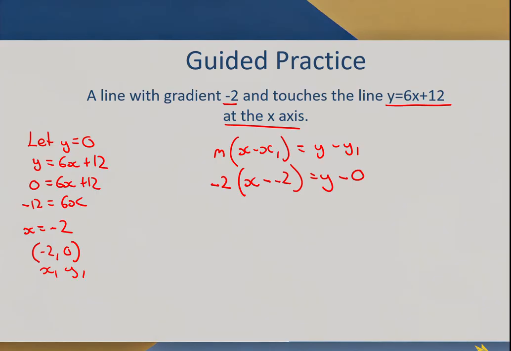I can simplify this. Negative 2 times x is negative 2x. That becomes a plus in the middle, so I'll put it there. So it'll be negative 2 times 2 equals negative 4, equals y. I'll rewrite it so y is out the front instead of on the right hand side. So we should have y equals negative 2x take away 4.